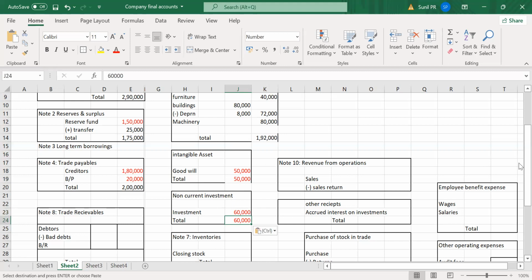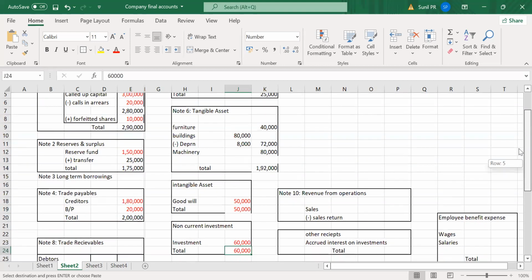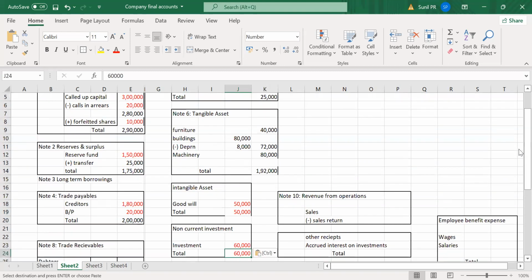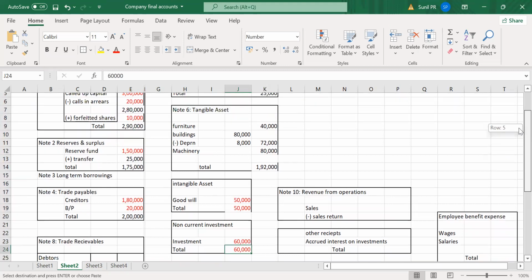All this comes under the same schedule only. Meaning intangible asset and non-current investment all come under note 6. You can do it separately, or you can show it separately. First you put the heading as non-current assets. Under that you put fixed assets as note number 6, and then write tangible assets 1,92,000, intangible 50, non-current investment 60. Then note number 6 is over.